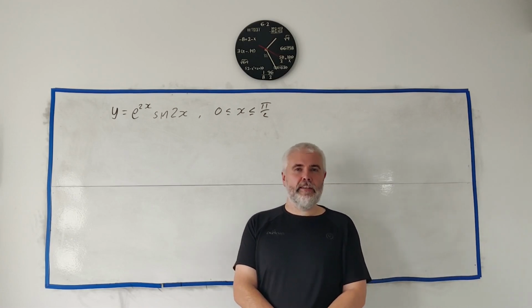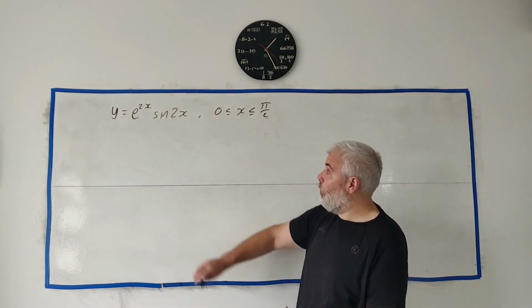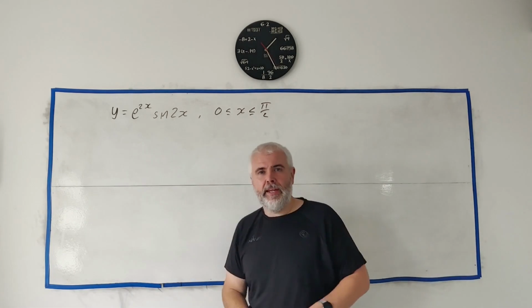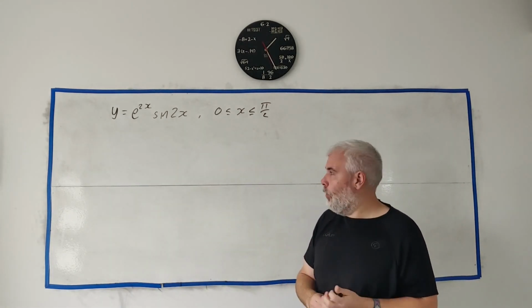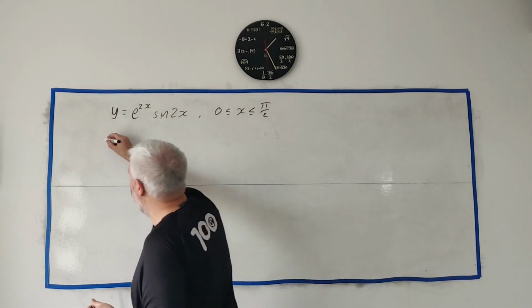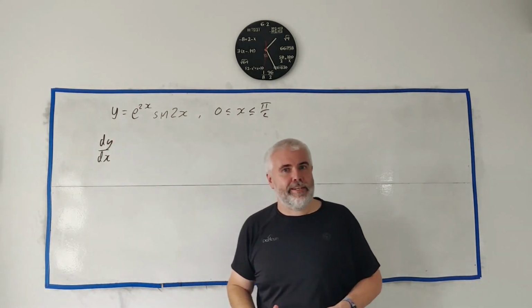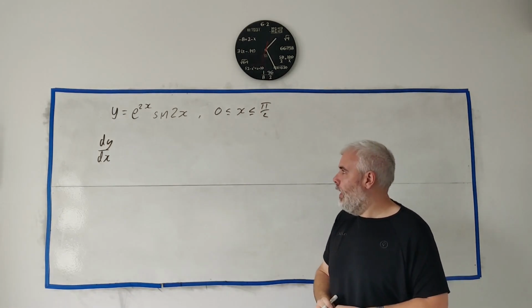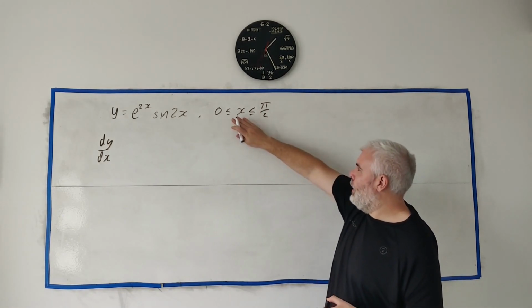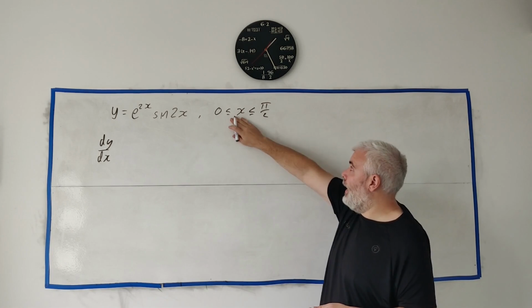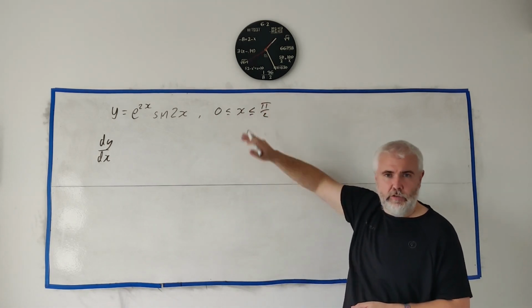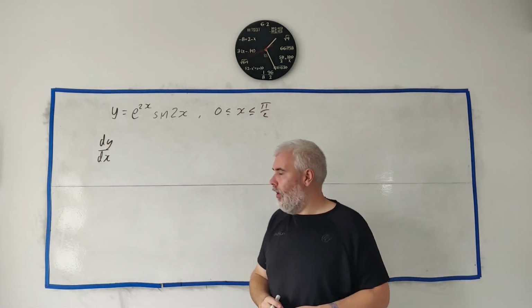We are asked to find the coordinates of the stationary point of this curve here. Now, whenever we hear stationary point, the first thing you should be thinking is dy/dx, and in fact, dy/dx being equal to 0 at a stationary point. We're also only interested in the domain x bigger than 0 and less than pi over 2. That'll only become important later on in the question.